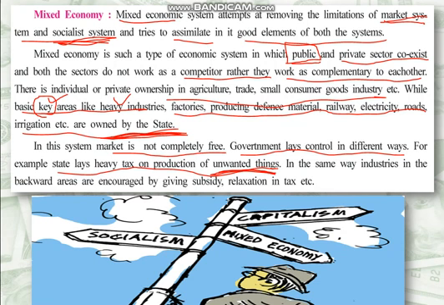In the same way, industries in backward areas are encouraged. See, how does the government encourage industries in backward areas? By giving subsidies, relaxations, and benefits to them. This way the backward areas are also put on the track of progress by the government. So mixed economy is in a way the mixture of capitalism and socialism, and it takes good things of both the systems.